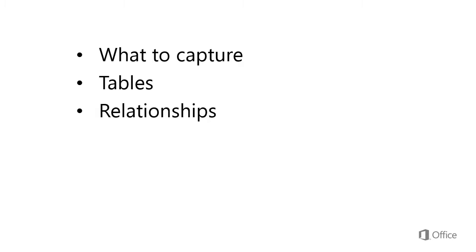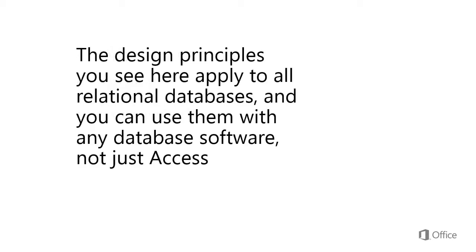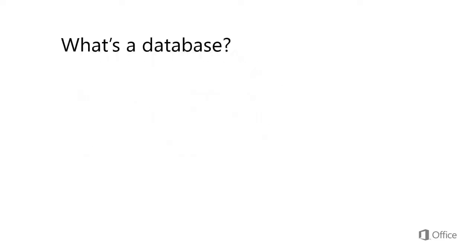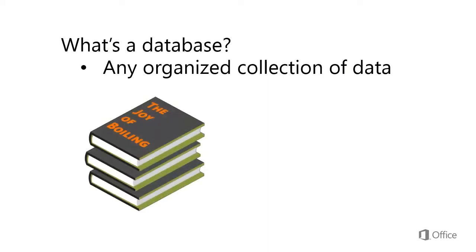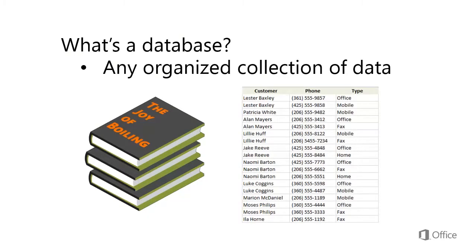One thing to keep in mind: what I show you in this video applies to all relational databases, not just Access. You can use what you learn here with any database software. So let's start with the most basic definition of all. What's a database? Really? In broadest terms, a database is any organized collection of data. Your cookbooks are all databases, and so is a simple list of names and phone numbers in Excel.